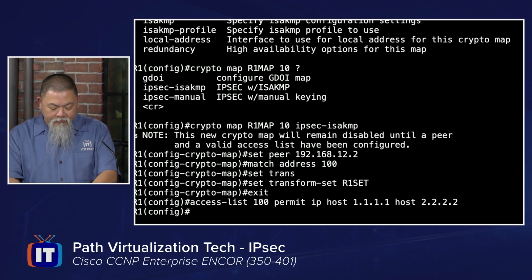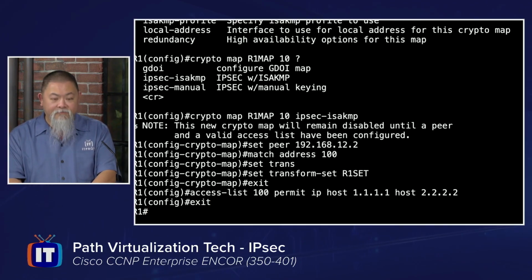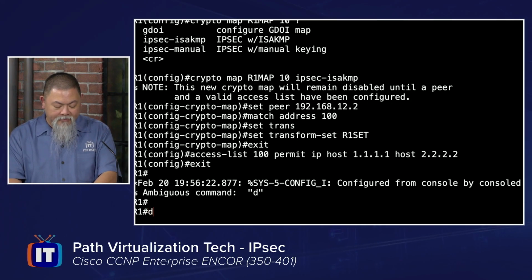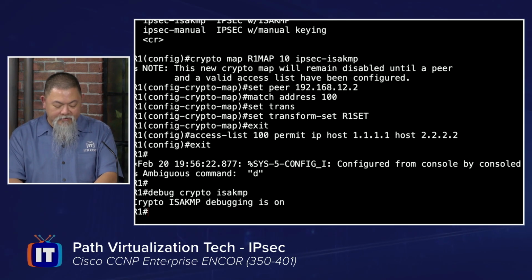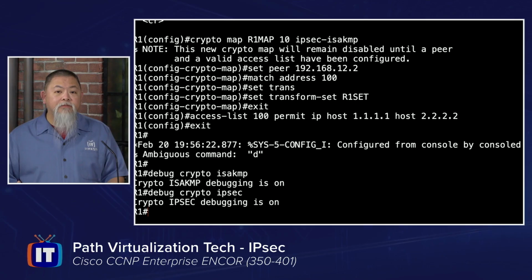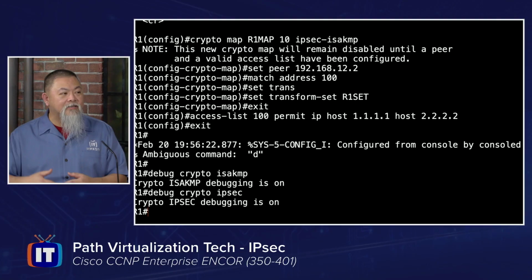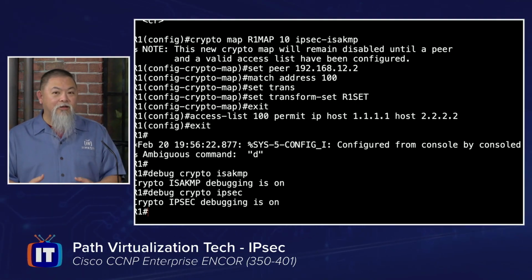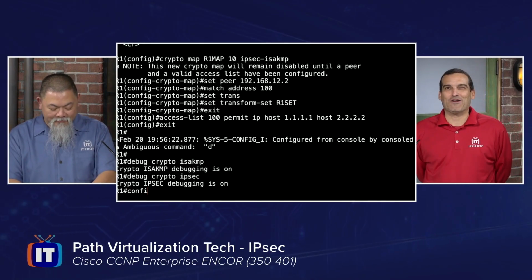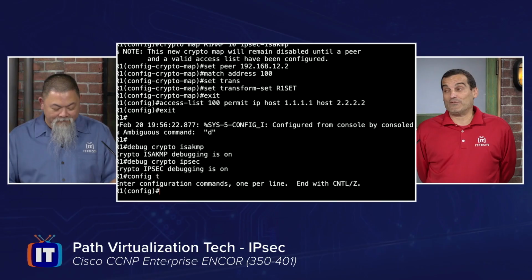Okay. Now, there's really only one command left at this point. But before I do that, I'm going to do debug crypto isakmp, and that's enough. And then debug crypto ipsec. Now, I'm going to turn this on because this is the initial verification that shows me a lot of information. That's what actually made me go, that's the coolest thing ever. I like doing it. Wow, what a powerful verification.